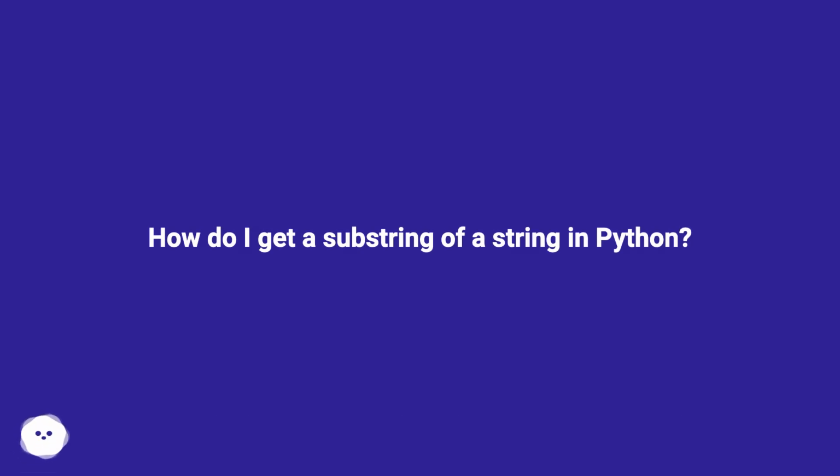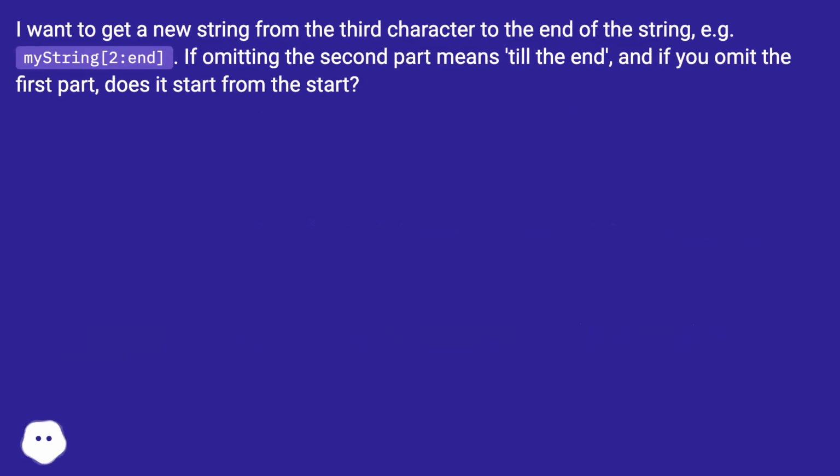How do I get a substring of a string in Python? I want to get a new string from the third character to the end of the string, e.g. mystring[2:]. If omitting the second part means till the end, and if you omit the first part, does it start from the start?